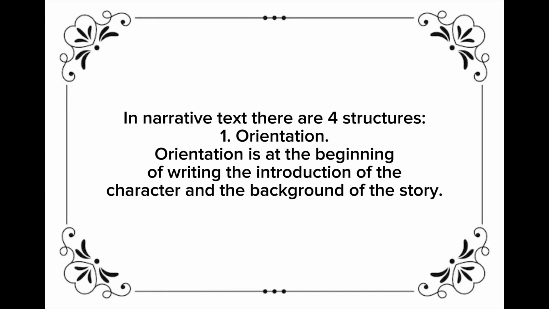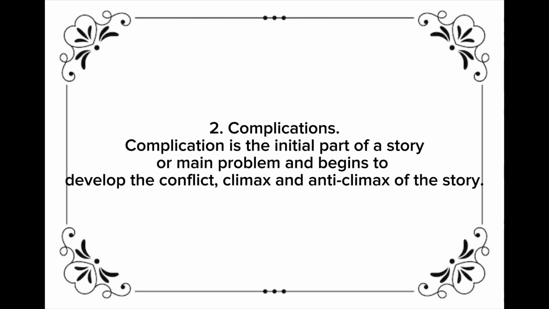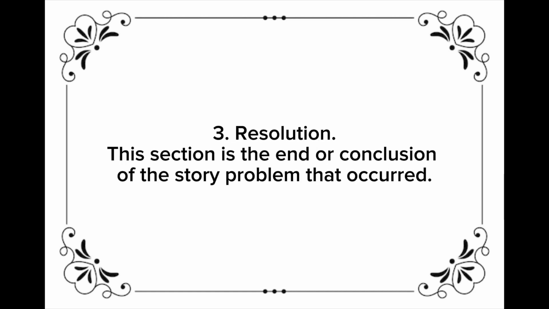After that, the structure of narrative text. There are four structures of narrative text. Let's see. 1. Orientation. Orientation is at the beginning of the writing, the introduction of the character and the background of the story. 2. Complication. Complication is the initial part of a story or main problem and begins to develop the conflict, climax, and anticlimax of the story.